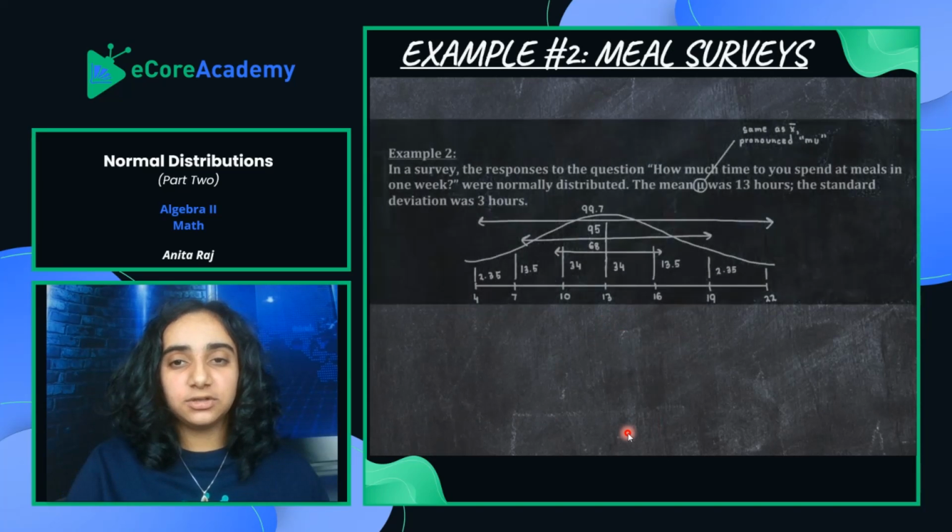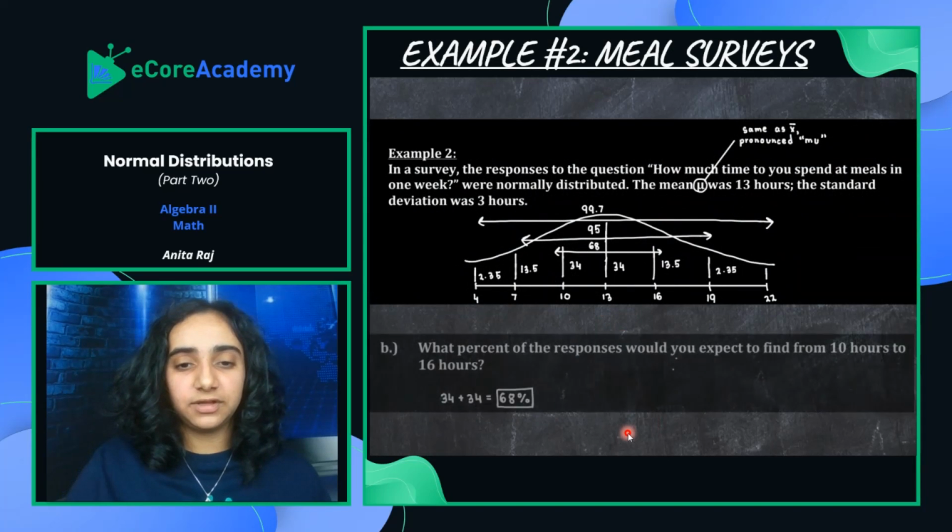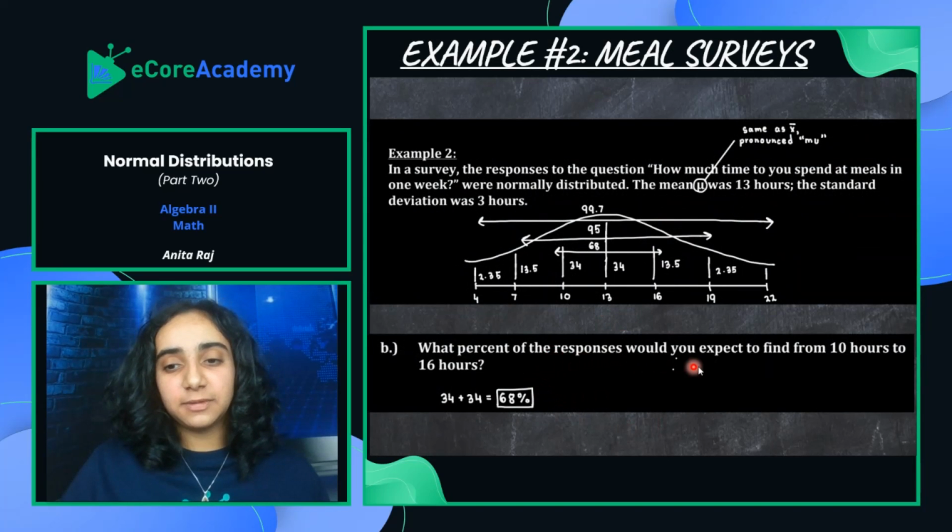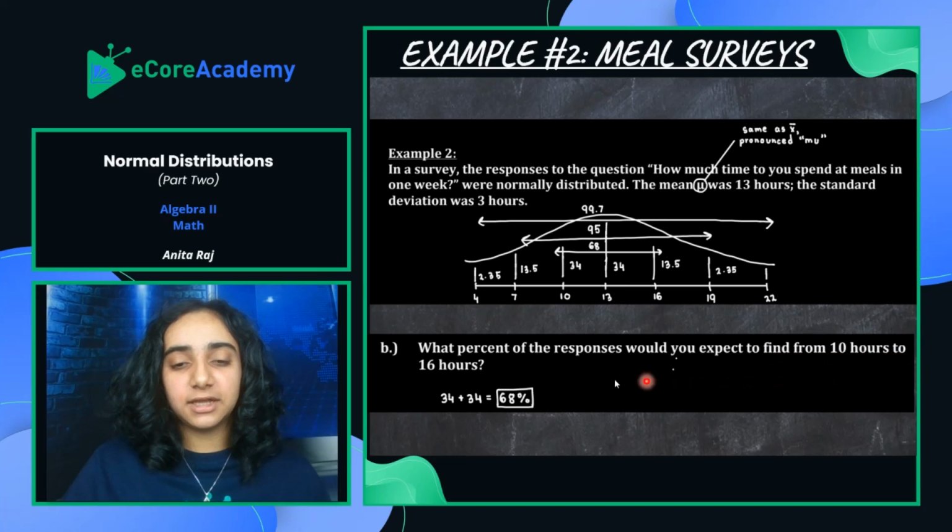We're going to see part 2 now of example number 2, meal surveys. B. What percent of the responses would you expect to find from 10 hours to 16 hours? Well, we already determined that 13 is our mean, 10 is one standard deviation below that, and 16 is one standard deviation above that. So what does that mean? Now we're asked how many responses would we expect to find from 10 to 16 hours? Well, let's look at the percentages we have right now. 10 to 13 is 34%.